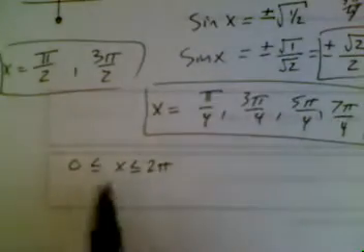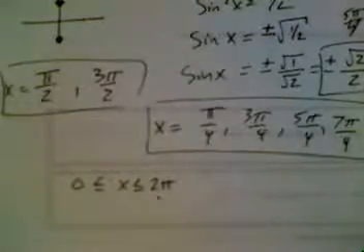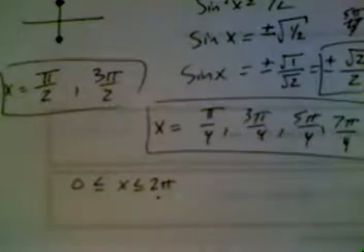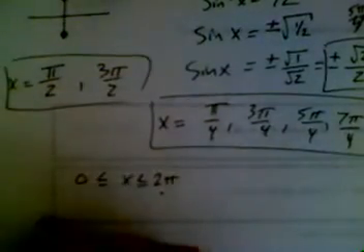Notice all of these are also between 0 and 2 pi. So for this particular problem, we have found all the values. And all these values will check out. Again, we should technically be checking them. I'll check 1 to verify.